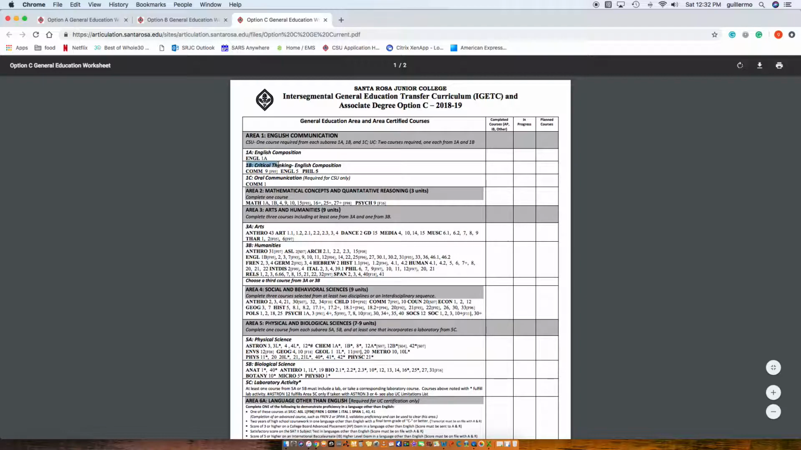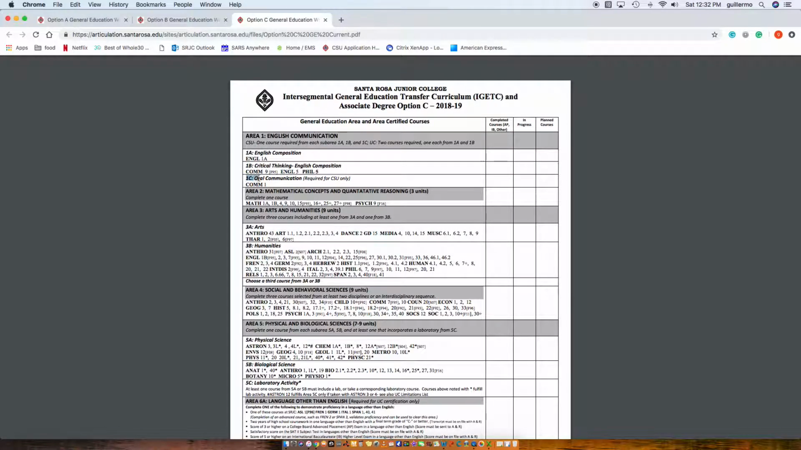For area 1B, again, we want to be careful with this class because this one is going to be dependent on the university you're thinking about. Some schools really want you to take English 5, while other schools may not even care. They'll be willing to take any of these classes. But we don't want to get in a position where we take philosophy 5 and then the university you really want to go to really wanted English 5.